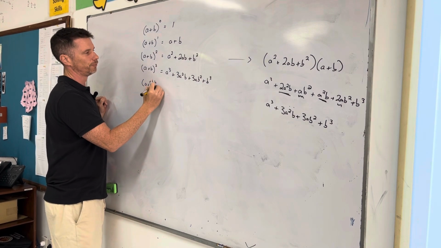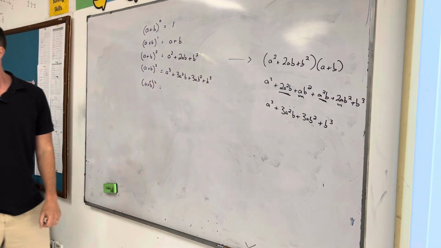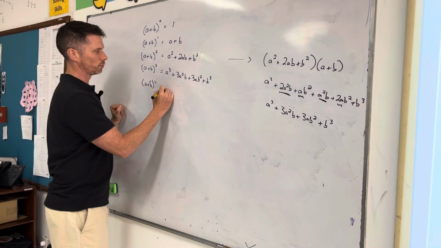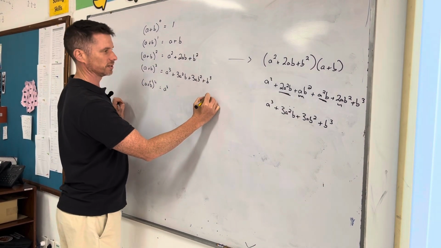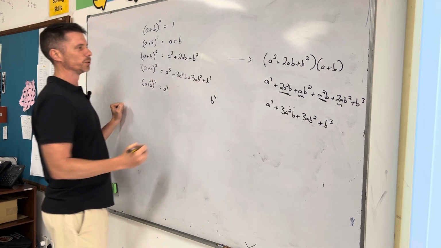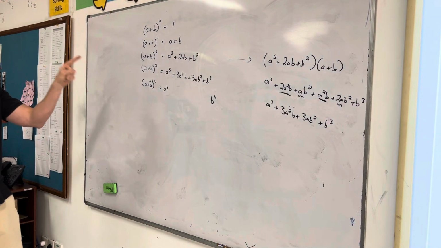Yeah, we go to the power of 4, but we try and do it a little bit quicker. A to the power of 4. Yes. What's the first and last term? That's the easiest. B to the power of 4. Very good. So we're almost there. There's going to be some in the middle. How many terms?